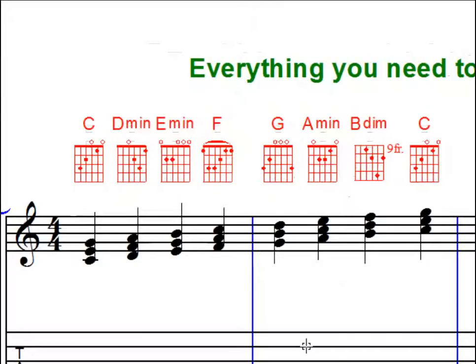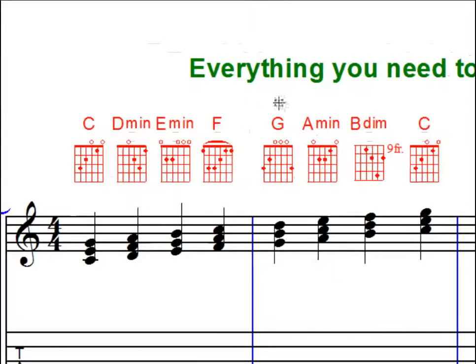The Roman numeral system gives you more information than just looking at the chord name. For example, an A minor chord. Well, you can have an A minor chord in lots of different scales. For example, an A minor chord is the 2 chord in the key of G major. So if you just see A minor, you really don't know how it's functioning. Is it functioning as a 6 chord, like it does in the key of C here? Or is it functioning as a 2 chord, like it does in the key of G?